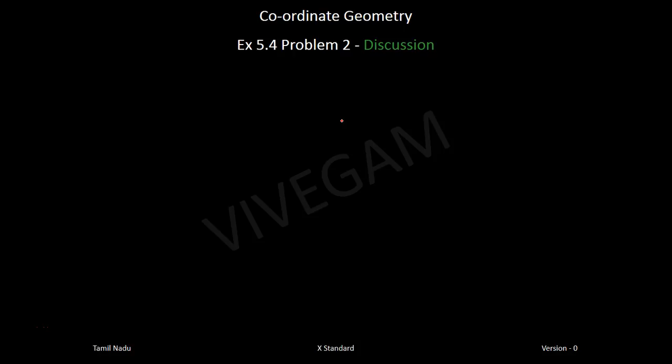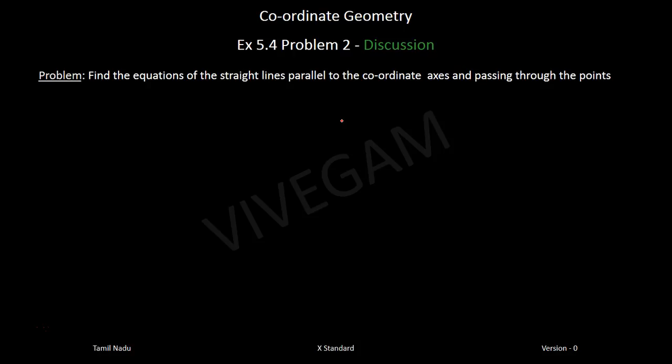Exercise 5.4 Problem 2 Discussion. Let's read the problem. Find the equations of the straight lines parallel to the coordinate axis and passing through the point minus 5, minus 2. So what's given here?